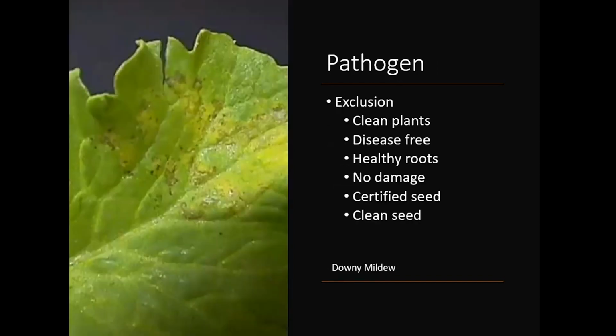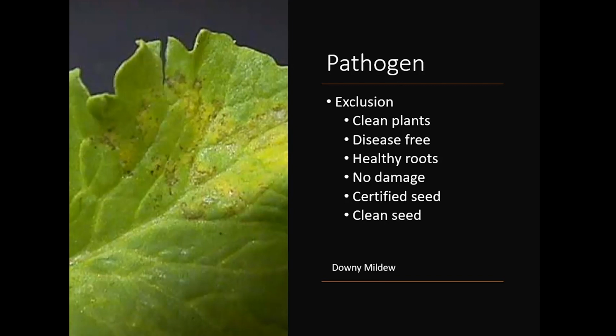Okay, so there are two different ways that we can think about how the pathogen fits into the disease triangle. We can start by excluding the pathogen and not letting it into our high tunnel or our field from the start, or after infection occurs, then we're going to try to eliminate it. So let's talk first about exclusion. Let's keep it from coming in from the start.